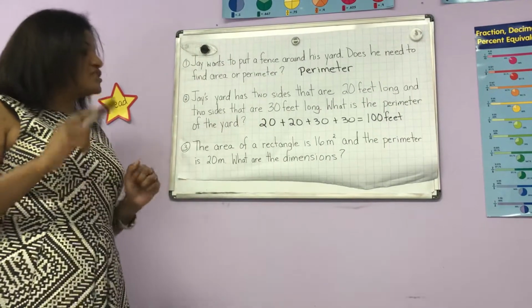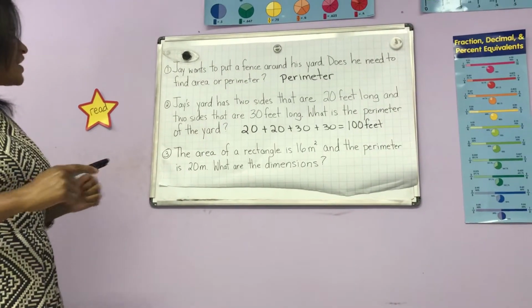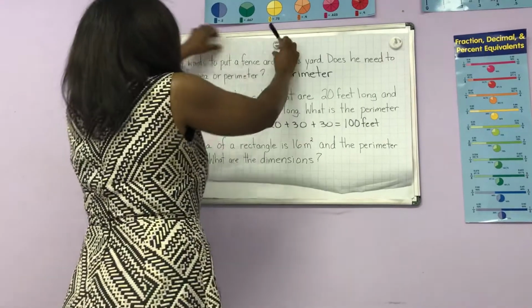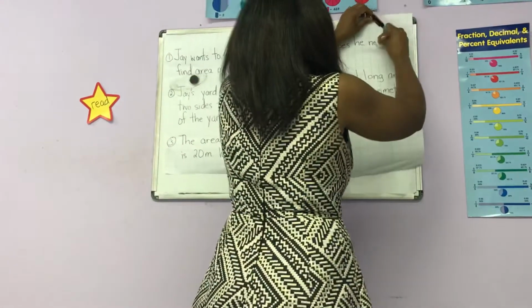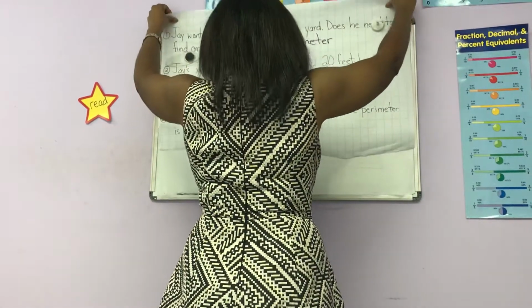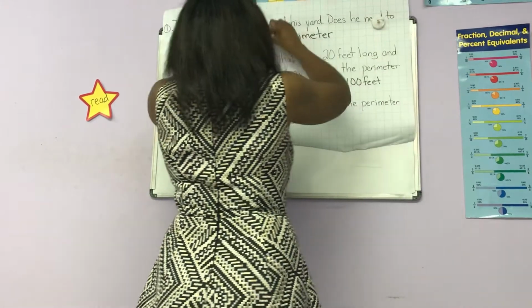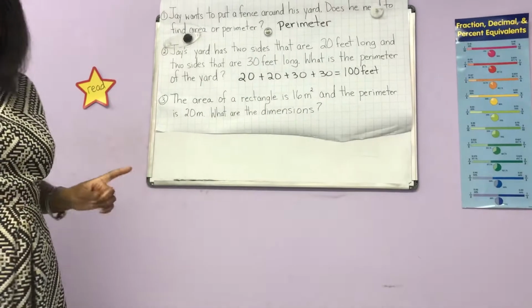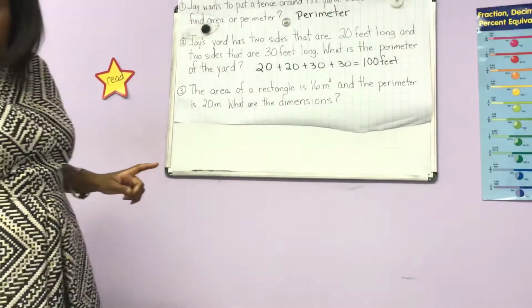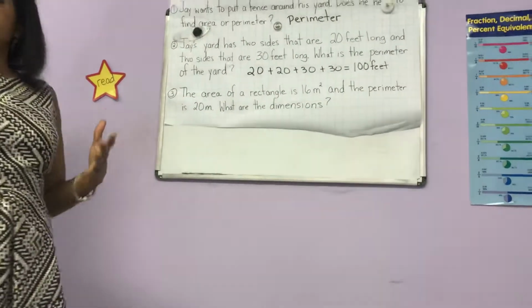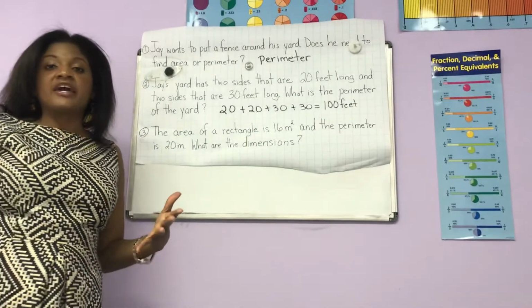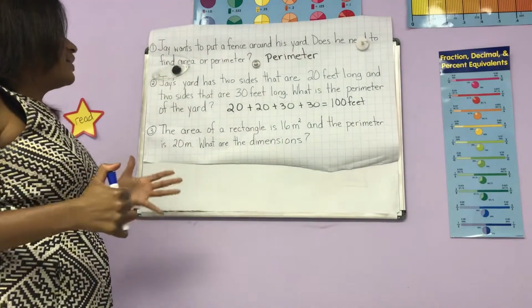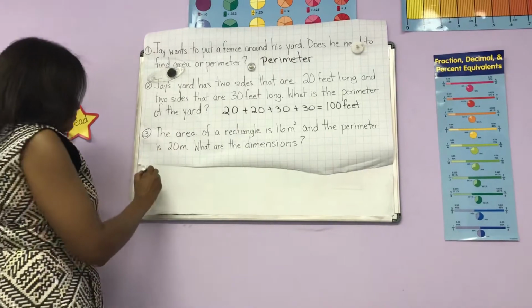Now this one is a tricky one. Let me move up because I might need some extra space to show you how we can work this out. It says the area of a rectangle is 16 square meters and the perimeter is 20 meters. What are the dimensions? So they've given us the area and the perimeter.